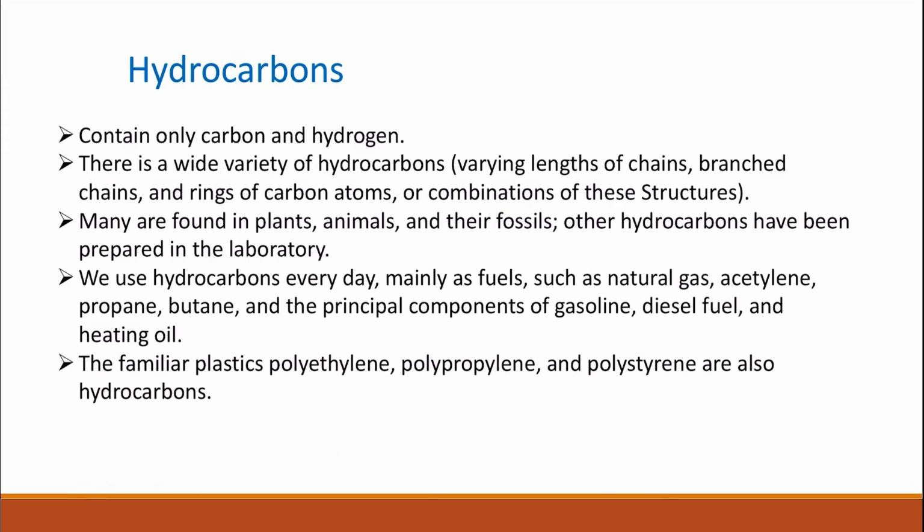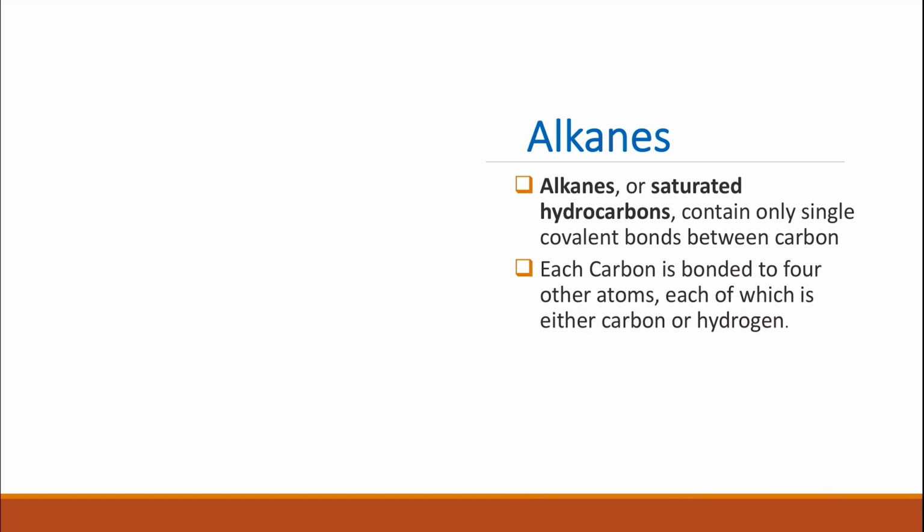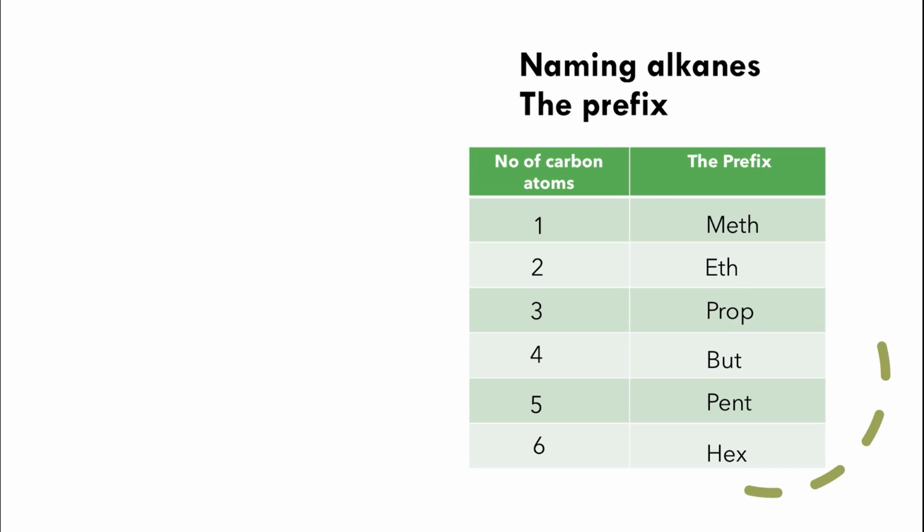The first series of the hydrocarbons is the alkanes, and alkanes are saturated hydrocarbons. They only contain single covalent bonds between carbon atoms. Each carbon atom can form four different bonds with four different atoms. They can be either carbon or hydrogen. The general formula for alkanes is CnH2n+2. So for whatever the number of carbon atoms in the molecule, the number of hydrogen atoms will be double that number plus 2.